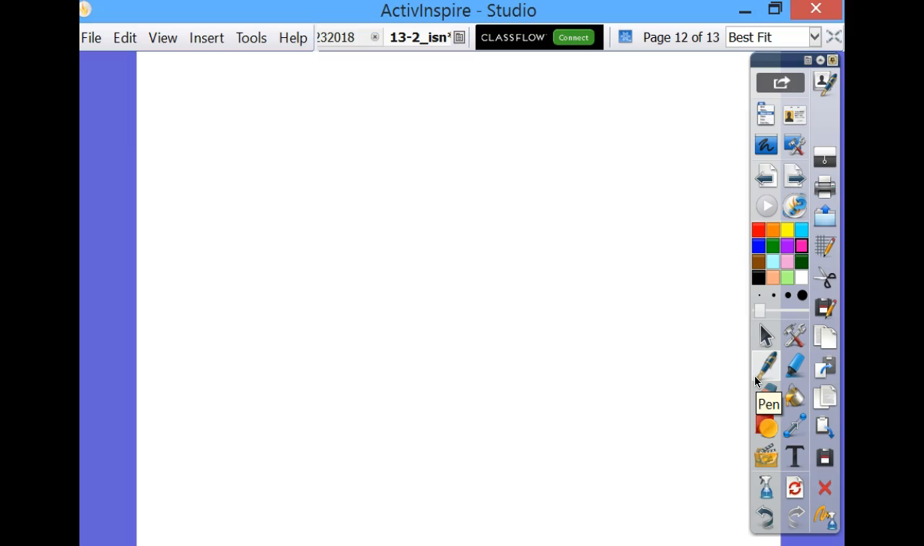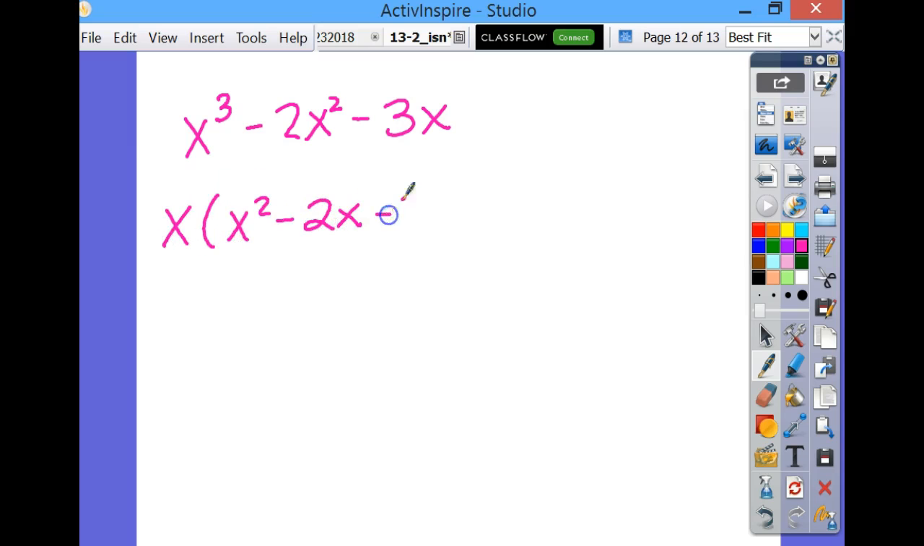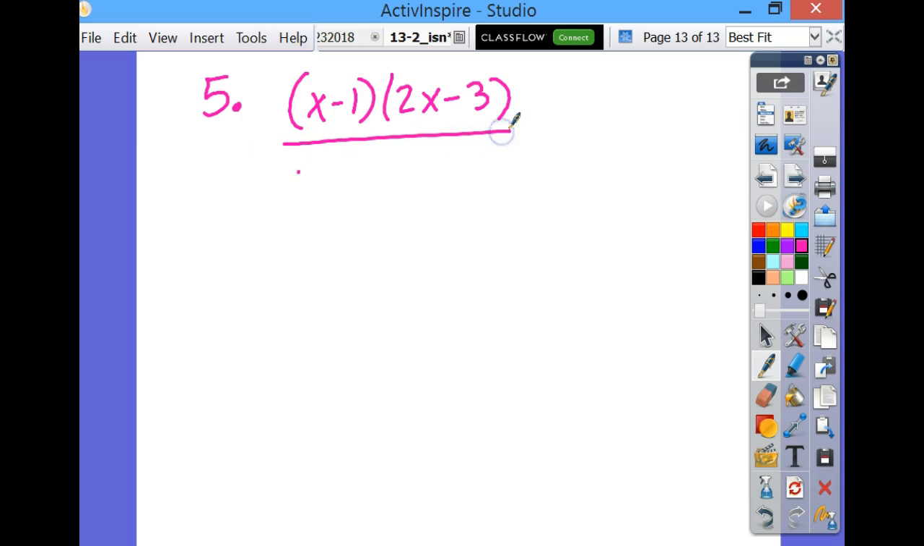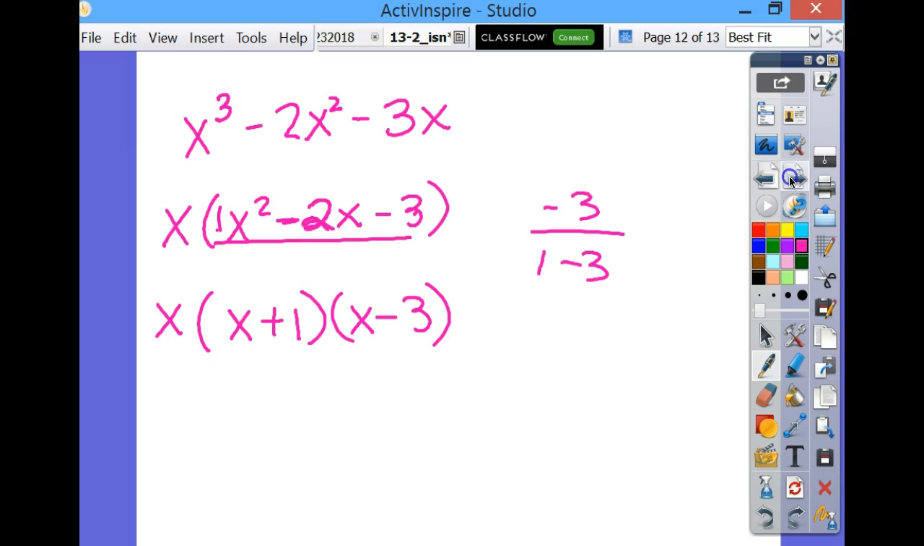In problem number 5, x to the third power minus 2x squared minus 3x, that's the first denominator. What am I going to factor out of that? See, they all have x's. Then this part is a trinomial with the coefficient of 1. 1 times -3 is -3. The factors of -3 are like that. If the signs are like that, it will equal -2. This is going to factor into x plus 1, x minus 3. That's my first denominator. So that is going to be x, x plus 1, x minus 3.